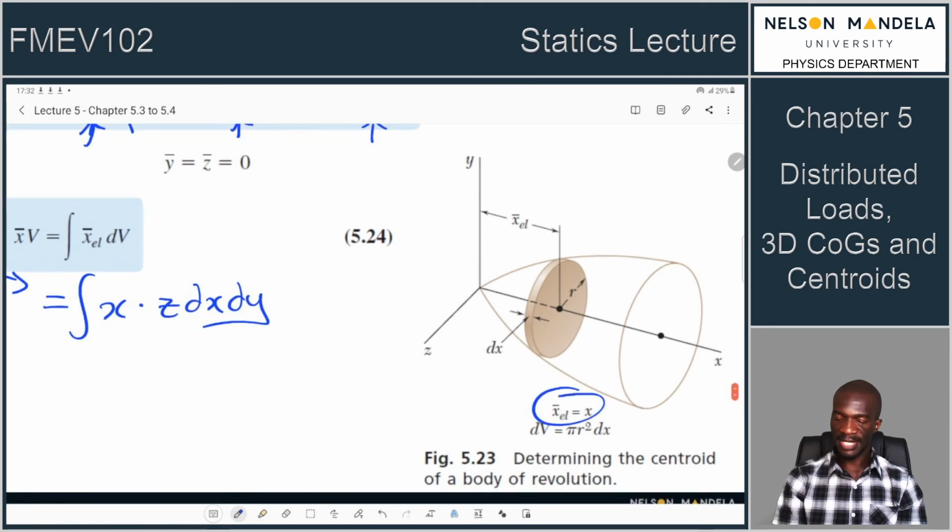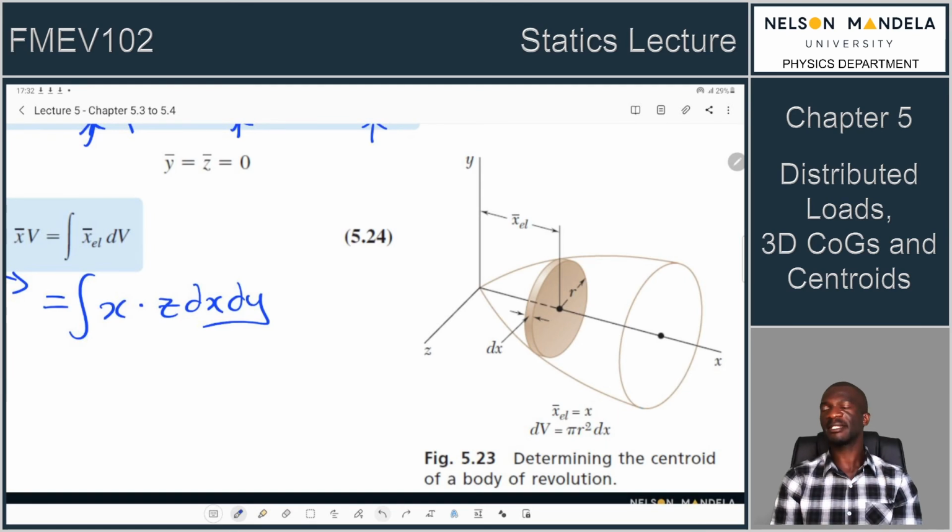Your x element is just an x position. Your dV, what is your small volume element? It's obviously cross-sectional area times thickness. Cross-sectional area is pi r squared. Thickness is dx. So you can now determine your volume of integration.